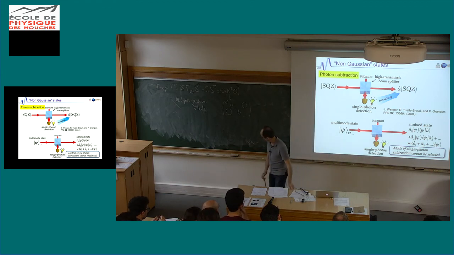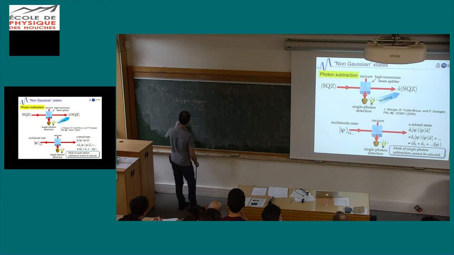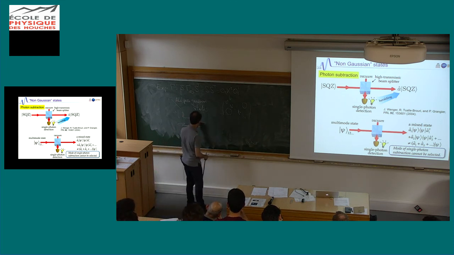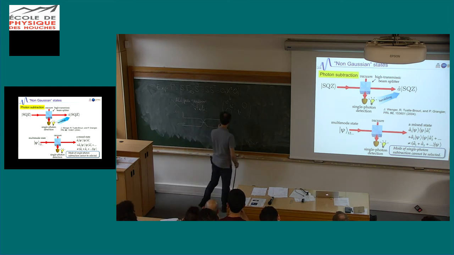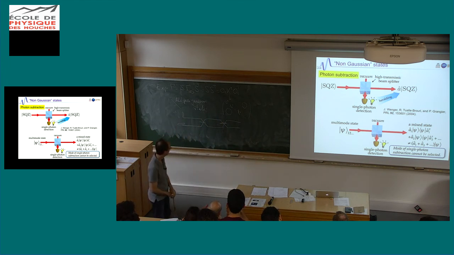Maybe I can do a quick drawing, because this has been done. If you take two squeezed states, somehow the thing you want to do is remove a photon from a mode which can be either one of the squeezed states, but it can also be one of the entangled states. So I just want to explain this to motivate a little bit, and these things are not fully done experimentally yet.